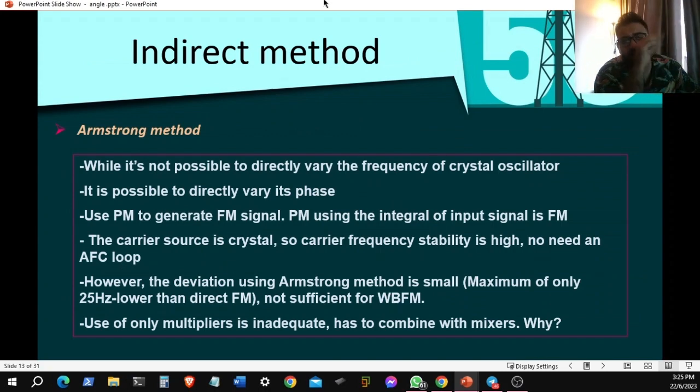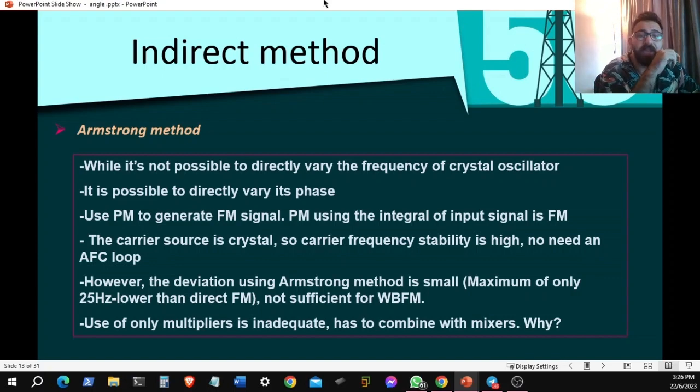And now let's talk about the indirect method, which is our focus here, which is the Armstrong method. While it is not possible to directly vary the frequency of the crystal oscillator, it is possible to directly vary its phase. So we cannot change the frequency, so let's change the phase. Use PM to generate an FM signal. PM using the integral of the input signal is FM. The carrier source is a crystal, so carrier frequency stability is high because it's stable. So there is no need for an AFC loop.